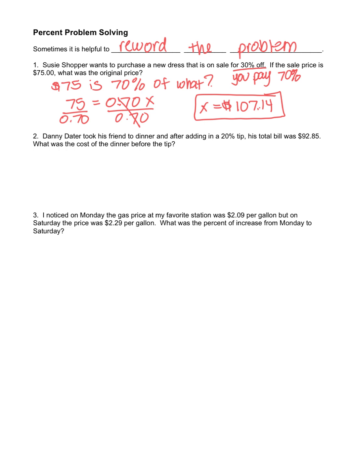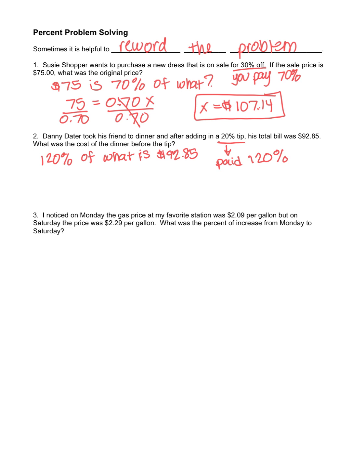Number 2, Danny Dieter took his friend to dinner, and after adding in a 20% tip, his total bill was $92.85. What was the cost of the dinner before the tip? Okay, let's notice here we had a 20% tip. That means he paid 100% of the bill plus 20%. So that comes out to he paid a total of 120%. So let's put that into a word equation. 120% of what is $92.85.